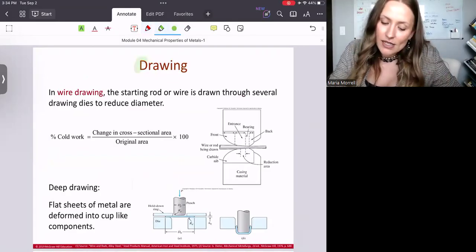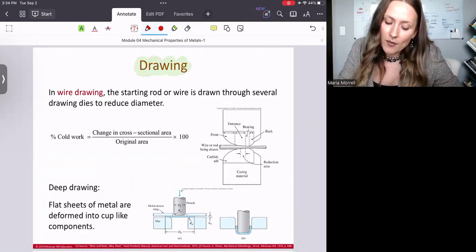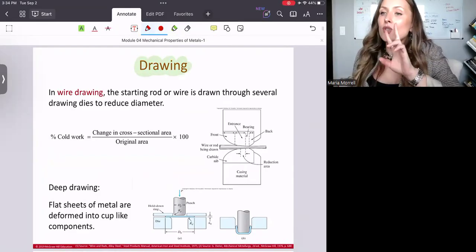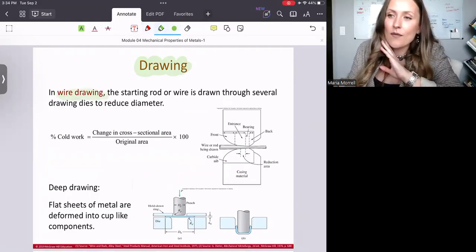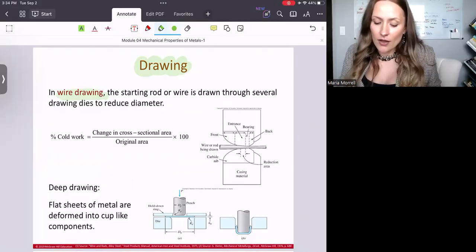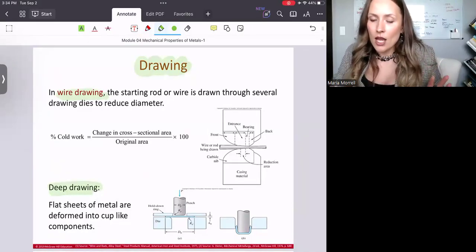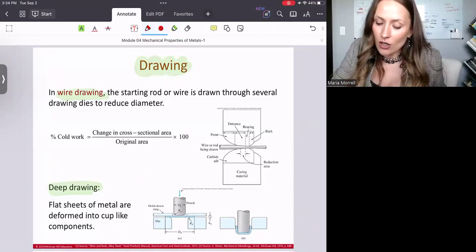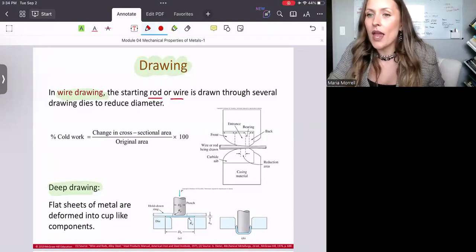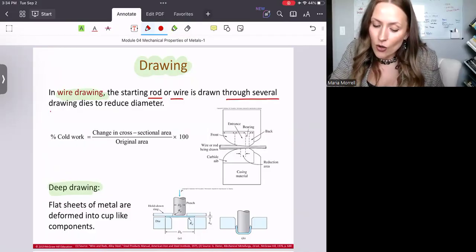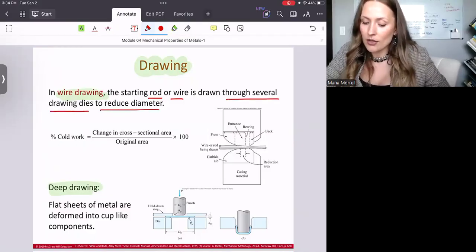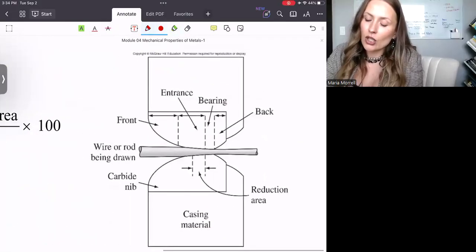Now, the next process is drawing, okay? We need to keep in mind that there are two different processes. I almost jumped too fast. There's wire drawing, and then there's also deep drawing. Okay, I'll start with wire drawing. So we usually start with a rod or a wire, and then that rod or wire is drawn through several drawing dies to reduce diameter, right? So that's what it usually looks like.